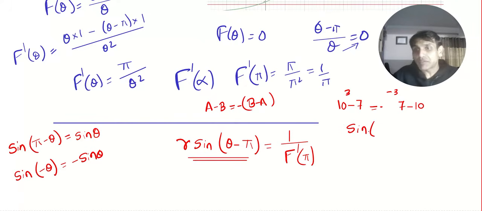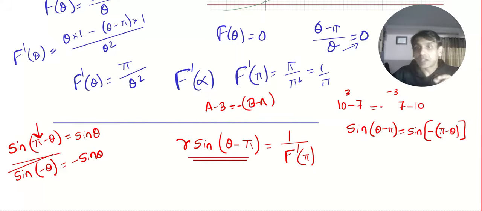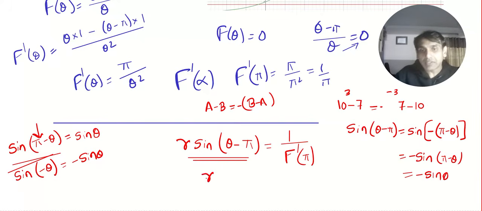Here we have to simplify sine of theta minus pi. But in your younger classes, you might have learned sine of 180 minus theta, not theta minus 180. But we can write this as sine of the negative of pi minus theta, and this negative jumps outside. So we get minus sine of pi minus theta, and it simplifies to minus sine theta. Anyway, the simplified version will be minus r sine theta, and this value is 1 by pi.